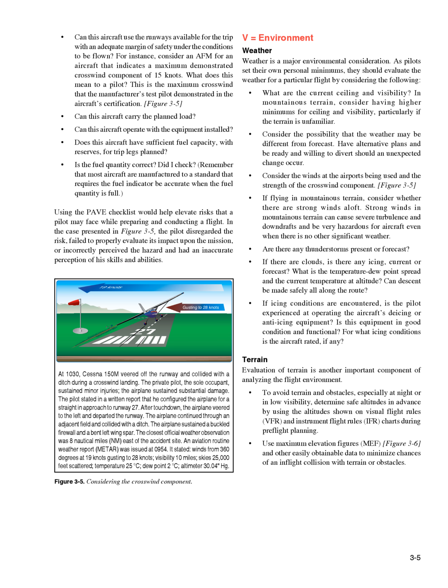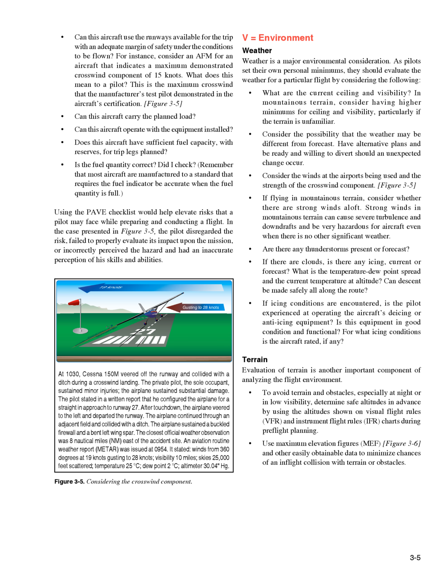V equals environment. Weather is a major environmental consideration. As pilots set their own personal minimums, they should evaluate the weather for a particular flight by considering the following. What are the current ceiling and visibility? In mountainous terrain, consider having higher minimums for ceiling and visibility, particularly if the terrain is unfamiliar. Consider the possibility that the weather may be different from forecast. Have alternative plans and be ready and willing to divert should an unexpected change occur.